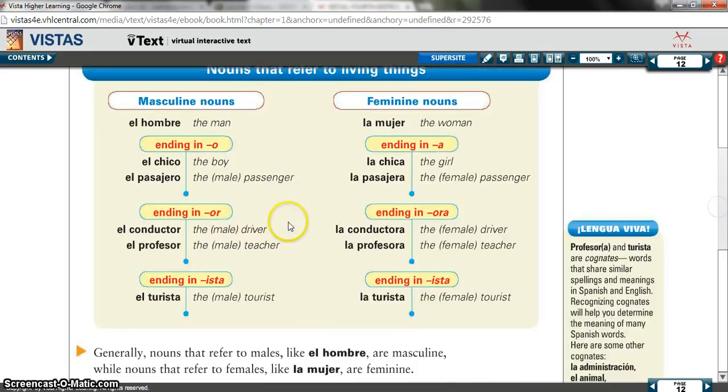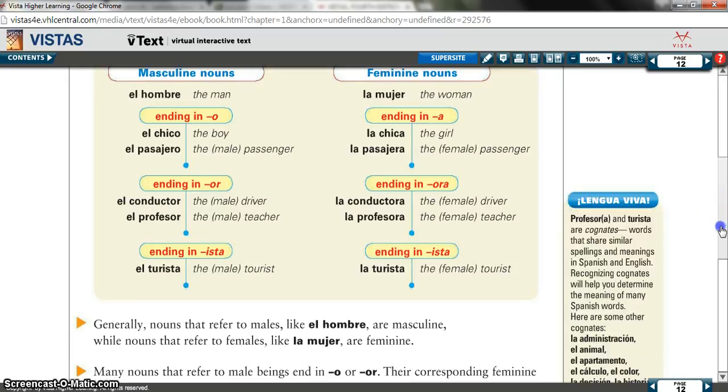Okay, this ending, OR, referring to a person, conductor, profesor. You know that that person is a male driver, like of a bus or a taxi, and then profesor would be a male teacher. And then over here you add an A, so ORA is female now, la conductora, la profesora. Okay, and then ista, if a noun ends in ista, referring to a person, you just change el or la depending on if it's a man or a woman, tourist in this example.